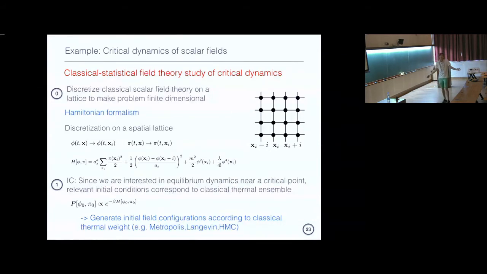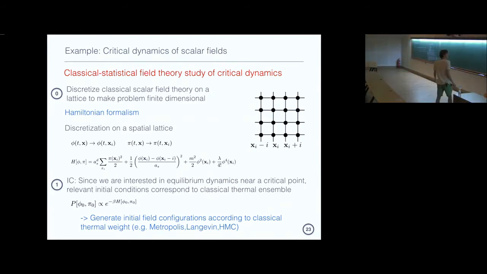To do this in equilibrium, of course, is relatively simple. In equilibrium, you want to study a classical equilibrium state. And you know that the probability to find a certain field configuration in a classical equilibrium ensemble is given by e to the minus beta times the classical Hamilton function. So basically what you have to do is take your initial conditions and choose them according to this kind of probability distribution. And there are efficient algorithms to do this at the end of the day.